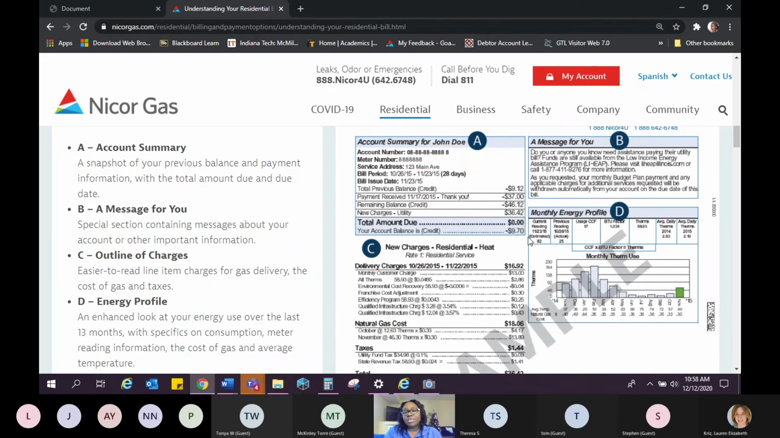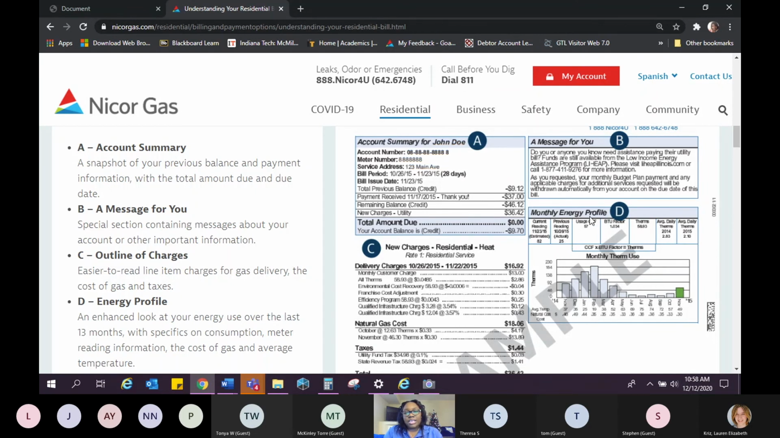If we have to estimate your bill, which with our AMI devices now, we are providing more and more customers actual reads every month. But if you happen to get an estimated read for 1 month, it would show in your monthly energy profile what that current read is. And it also tells you what the previous read is. So for last month, this customer had an actual read, and the reading was 25.